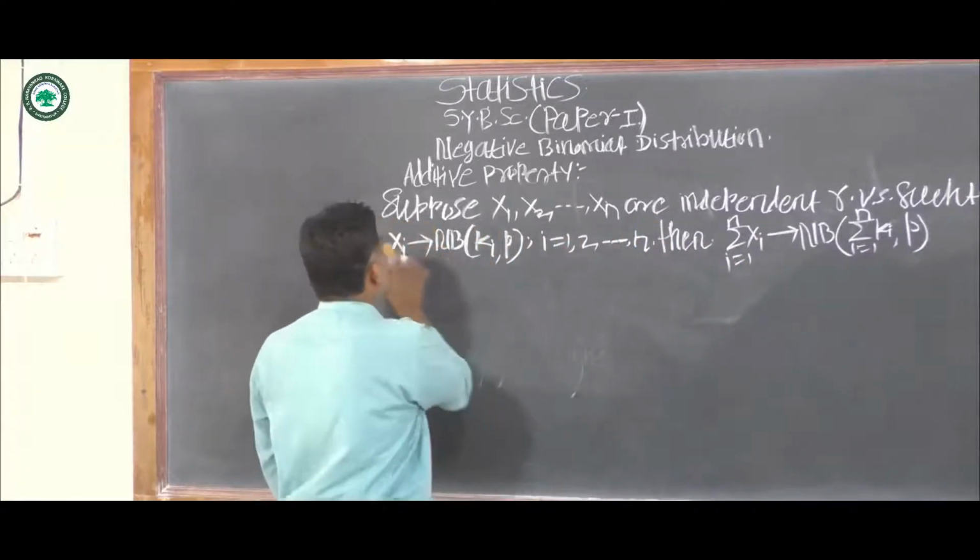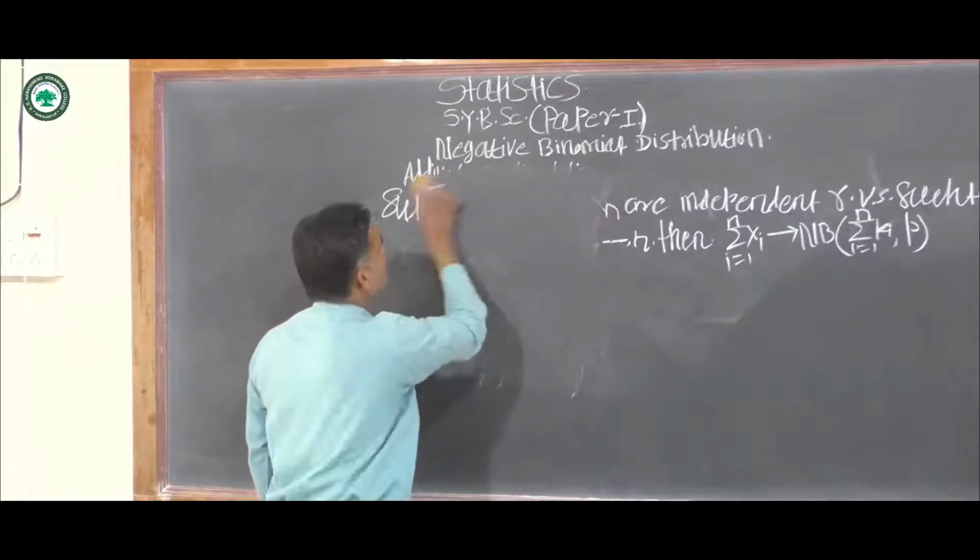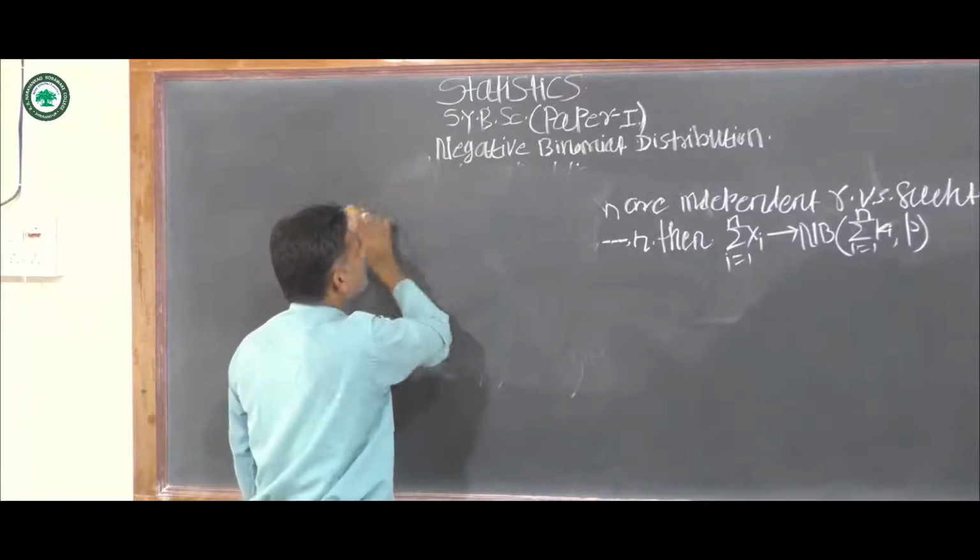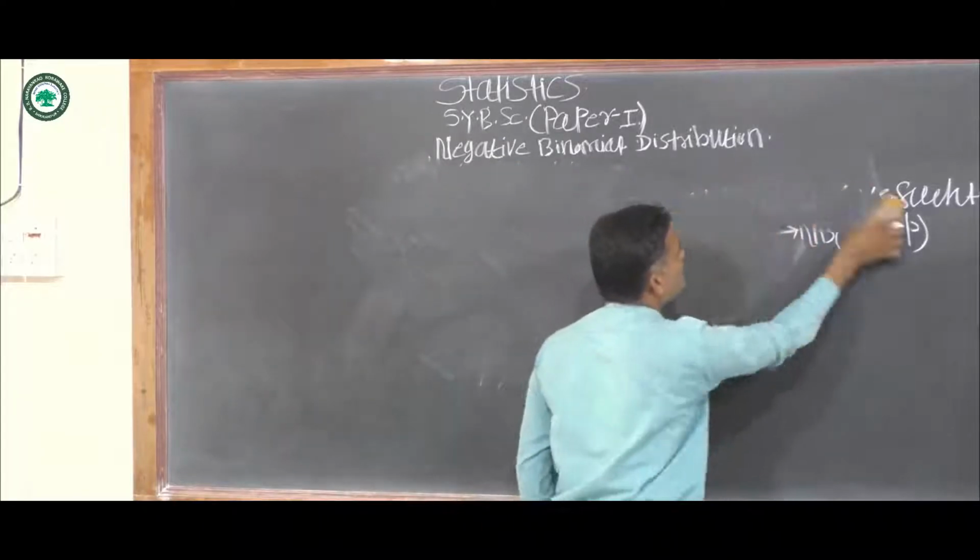Now we see the negative binomial distribution as a sum of geometric random variables.